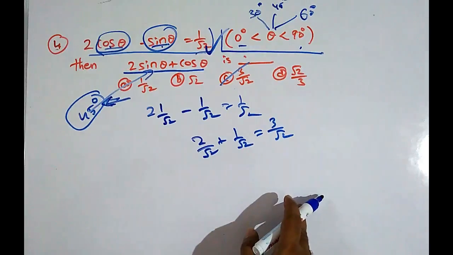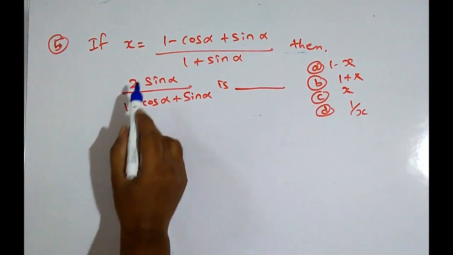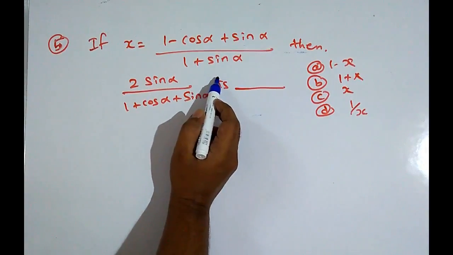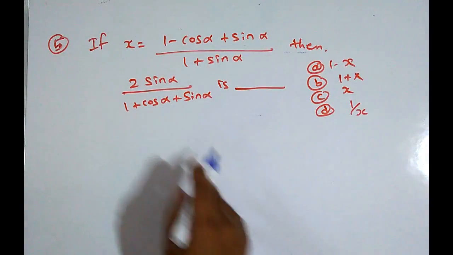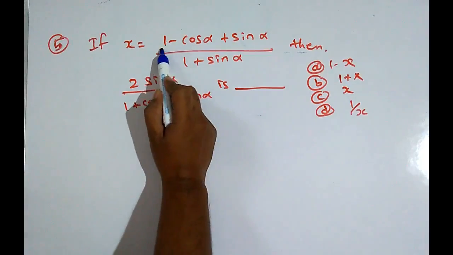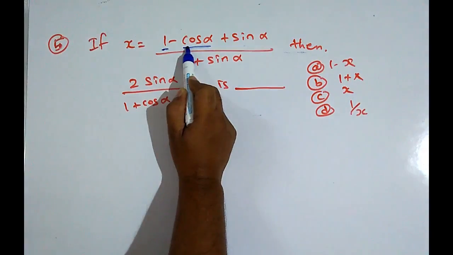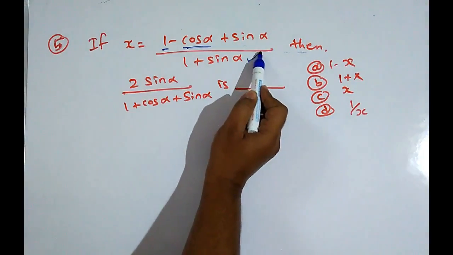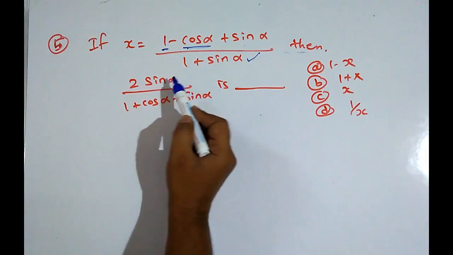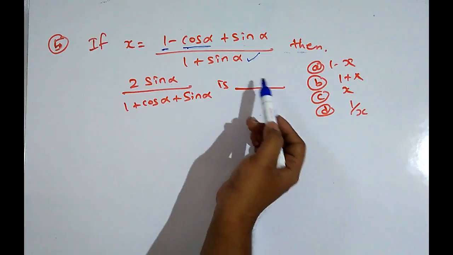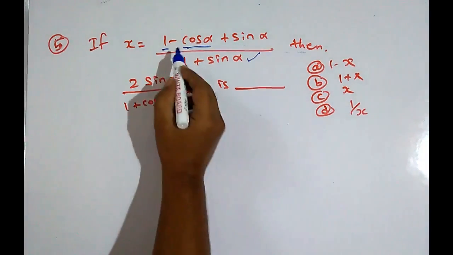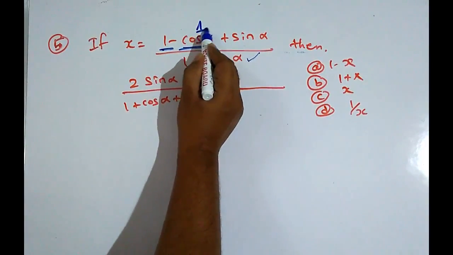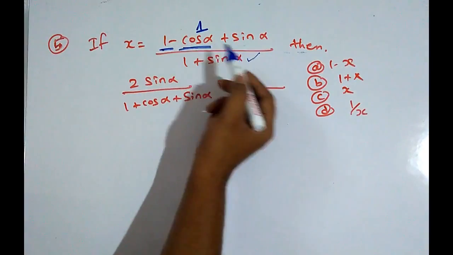Let us see another problem. Next question, friends. If x is equal to (1 minus cos alpha plus sin alpha) by (1 plus sin alpha), then we have to find some expression, friends. See here. Here there is 1 and minus cos alpha. We have to find the value of x by finding the alpha. Then we have to substitute the same alpha here. Then we have to find what we are getting in terms of x. See, friends, here we have 1. If the cos alpha value is 1, this 1 gets cancelled, friends.